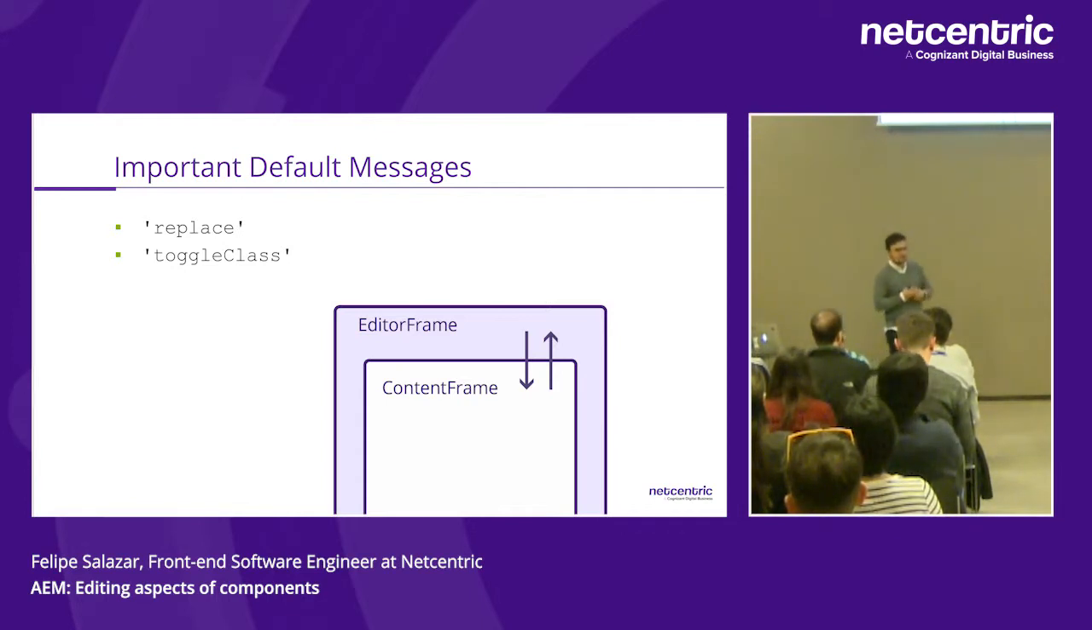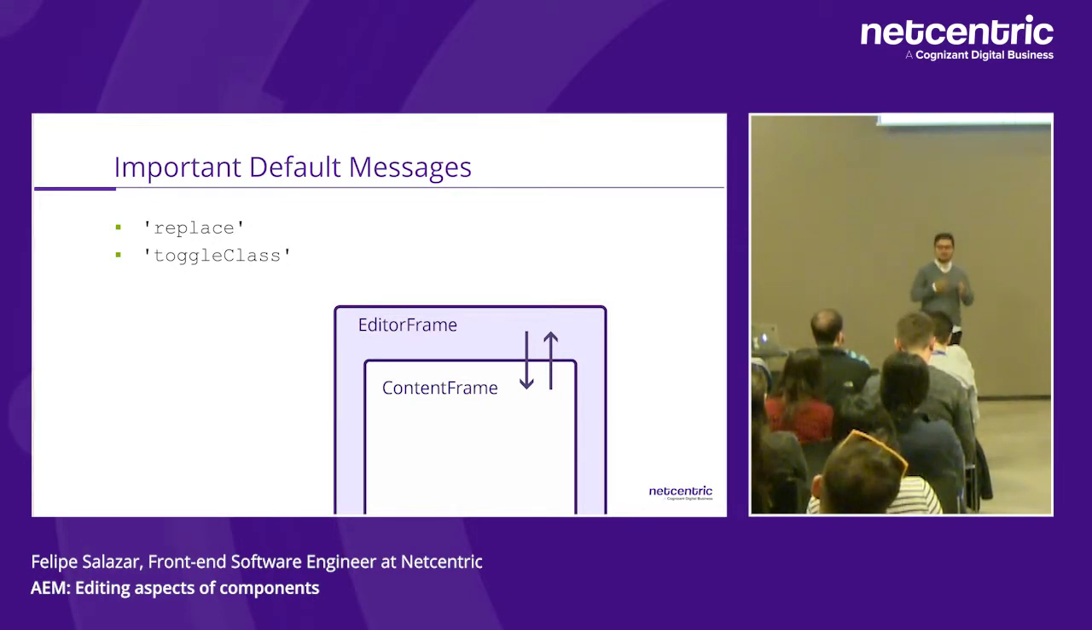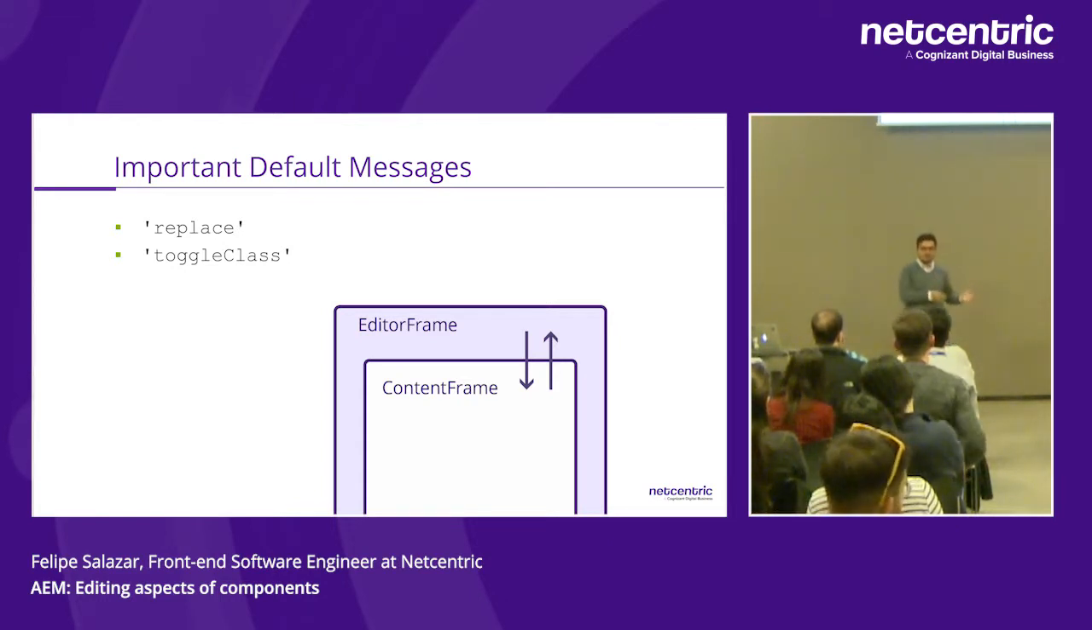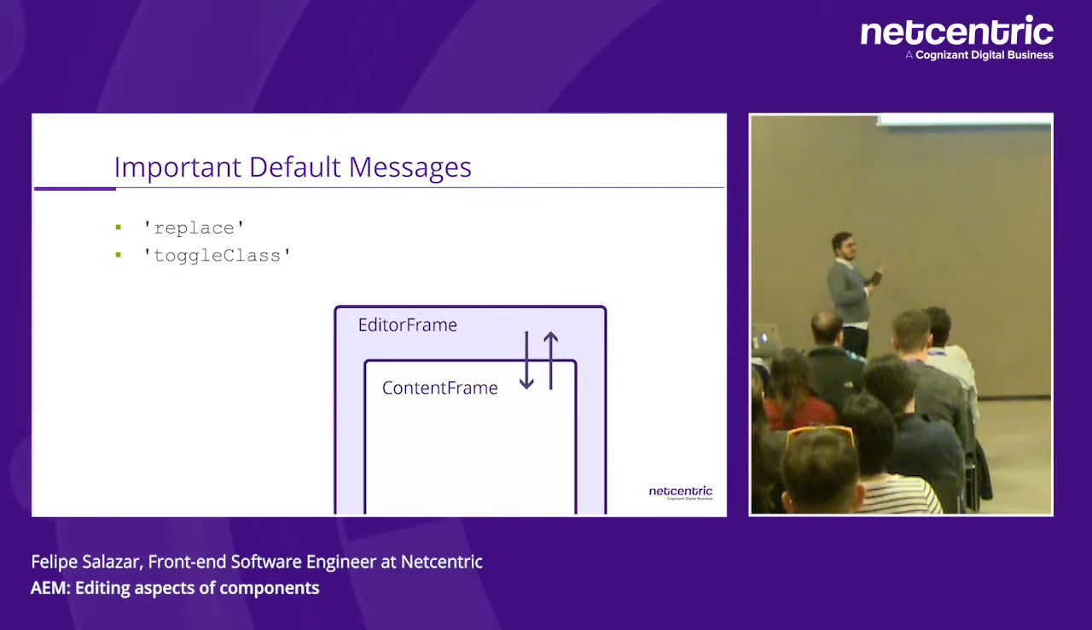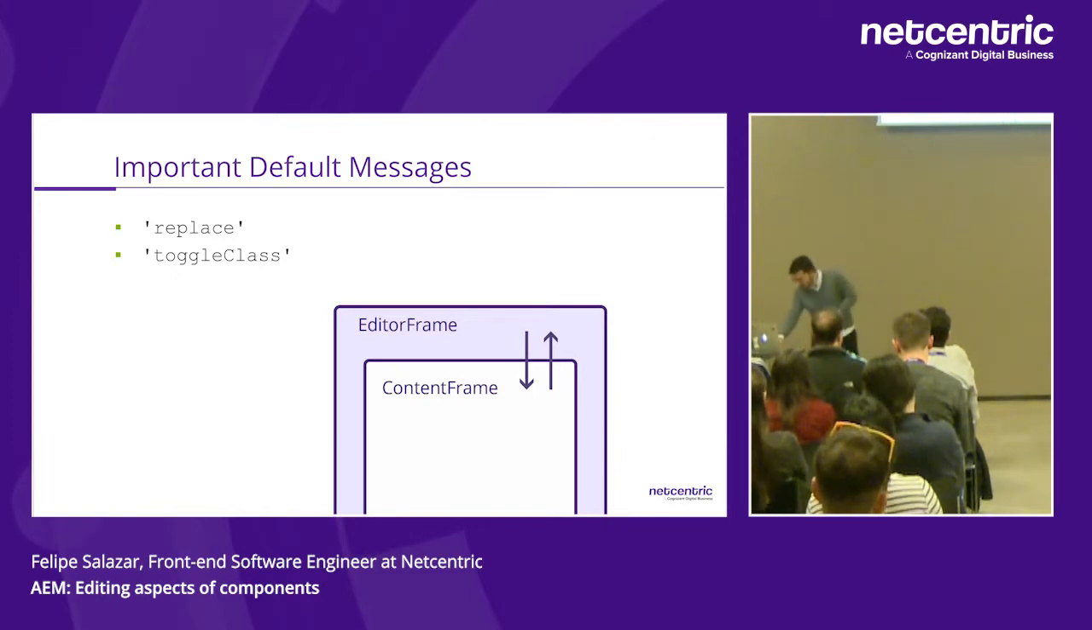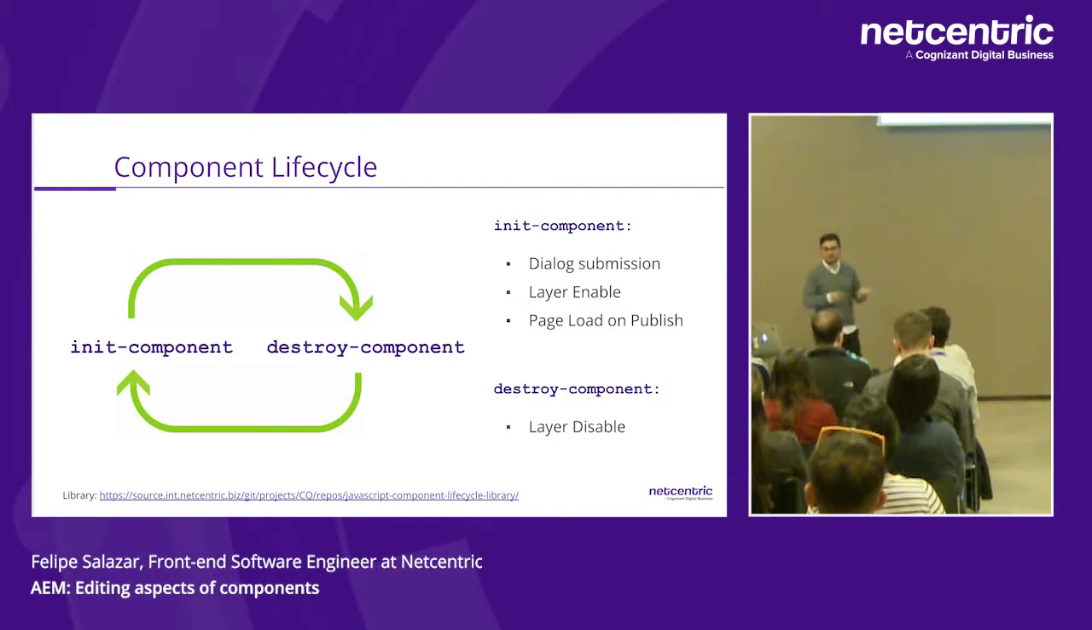Also, the other important message is the toggle class. This toggle class is being triggered or sent to the other frame when the user switches between one layer and another. Let's say when we switch from edit mode to preview mode. Okay, so there is this toggle class which is basically telling the content frame to change the class of the HTML parent.